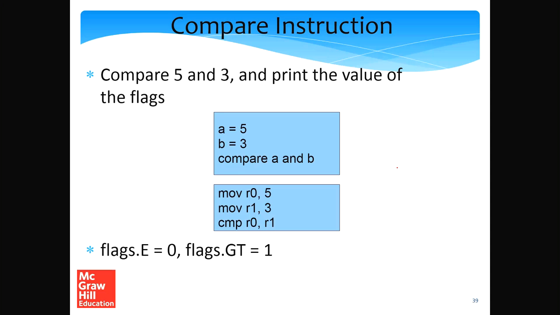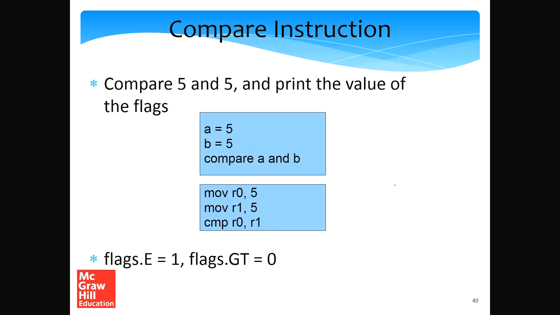Now let's compare 5 and 3. So in this case they get reversed. We can clearly see that 5 is greater than 3. So in this case the flag for equality is 0, but the flag for greater than, flags.gt, is equal to 1. So this essentially means that the comparison yielded a result and the result was that the first operand is greater than the second operand. That's the reason the gt flag, flags.gt, is equal to 1.